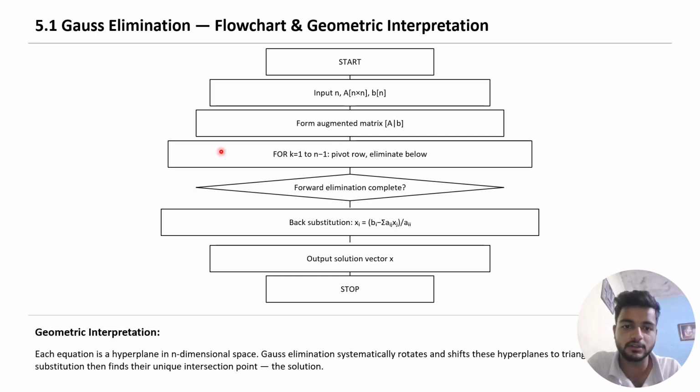This is a flowchart for it. We'll take input from a matrix, initialize a loop, check whether forward elimination is complete, then we'll start backward substitution. We'll get the x, y, z.